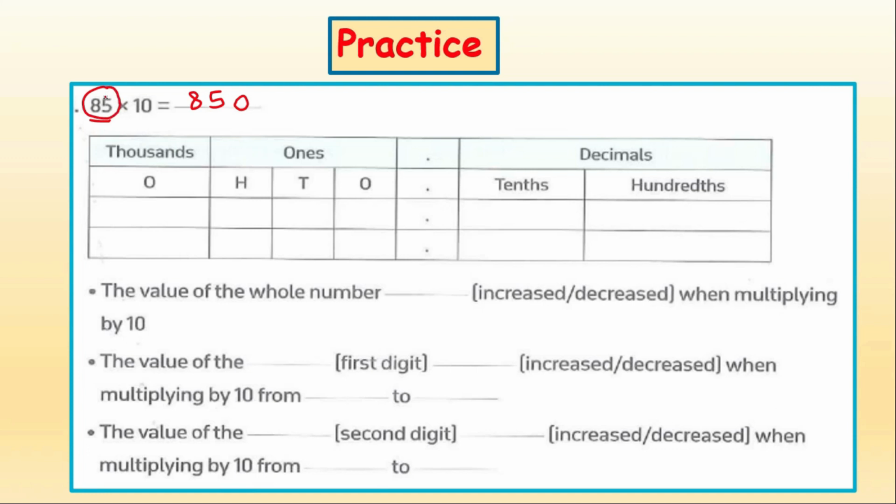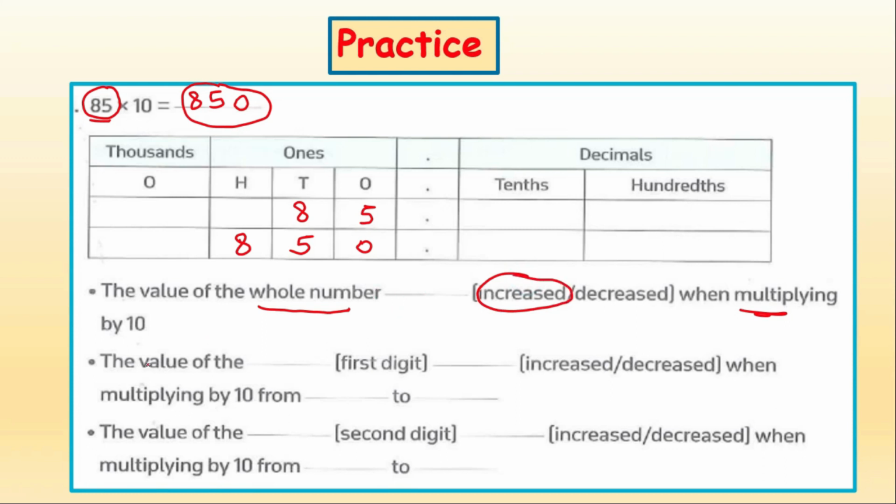Before, the whole number is 85. It means 8 in the tens place, 5 in the ones place. The whole number after multiplying is 850. It means 8 in the hundreds place, 5 in the tens place, and 0 in the ones. Read the question: the value of the whole number 85, increased or decreased when multiplying by 10? We agreed that multiplying increases the number, so it's increased.